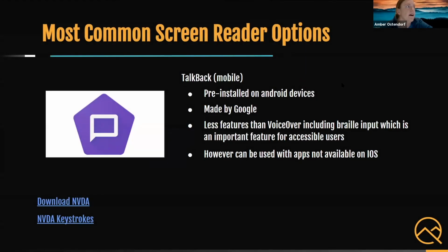And then there's TalkBack, which is for Android. This comes pre-installed on Android devices. It's made by Google. One big drawback is it doesn't have a Braille input option, which is a very popular feature on VoiceOver. But because it's Android, it does allow users to access apps that are not on iOS. So it has some popularity there.